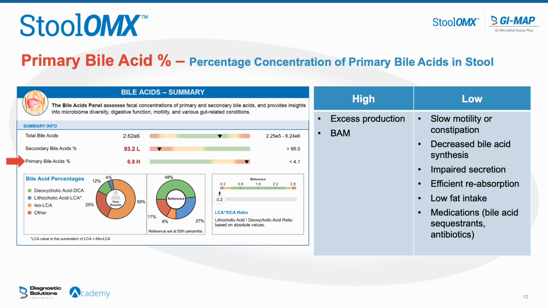In the table, I also reference what could cause these primary bile acids to go low. Slow motility. If these bile acids spend more time in the gut, gut bacteria have more time to convert primary bile acids into secondary bile acids, resulting in less primary bile acids making it to the stool. Other causes include decreased bile acid synthesis, impaired secretion of bile acids from the liver or gallbladder, efficient reabsorption in the distal ileum, low fat intake, or medications like bile acid sequestrants and antibiotics.